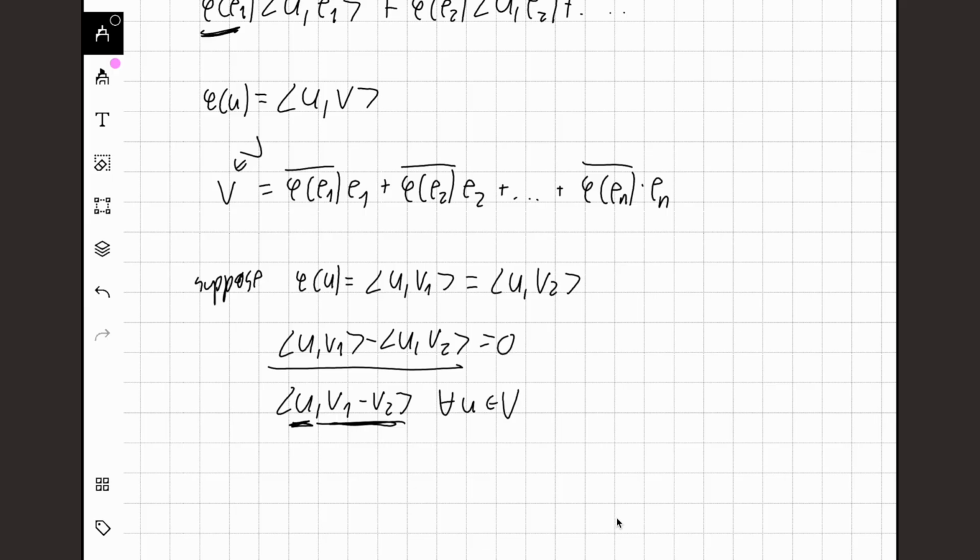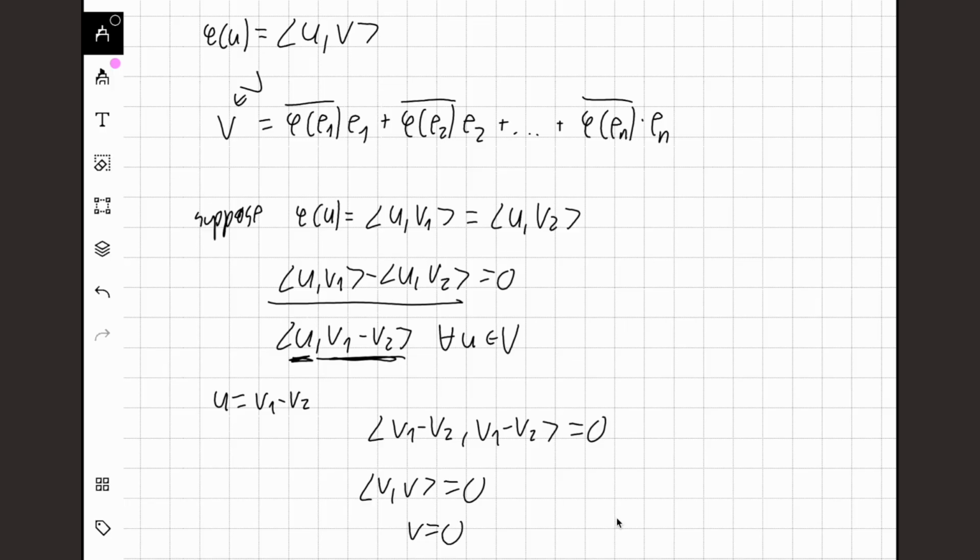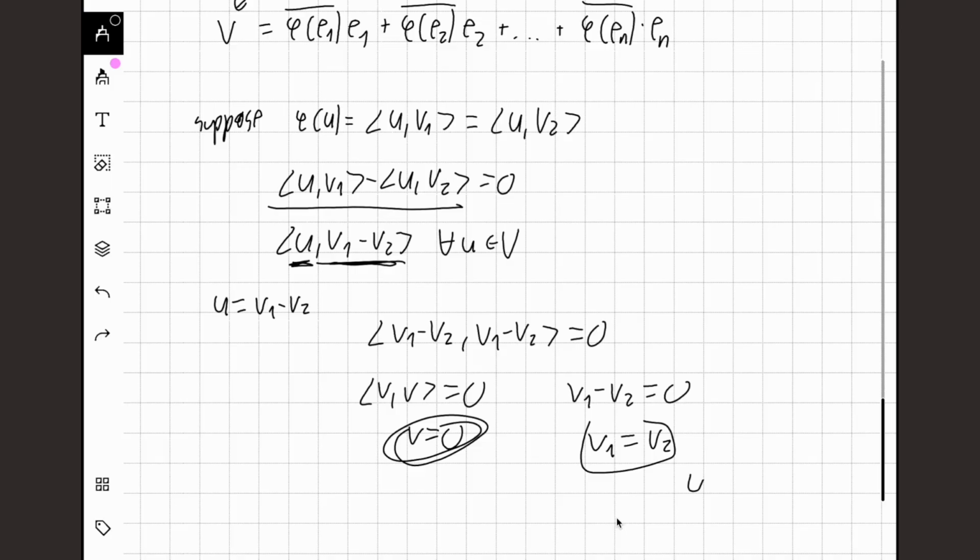Now, since this is true for any vector in V, we can say that u equals v1 minus v2. It also has to be true for this vector, because this is also from V, which means the inner product of v1 minus v2 with itself has to be 0. But whenever the inner product between a vector and itself equals 0, the only way that's true is if the vector itself equals 0. That means v1 minus v2 has to equal 0, which means v1 has to equal v2. So we just showed that this special vector v from the Riesz representation theorem has to be unique. So we just finished the proof.